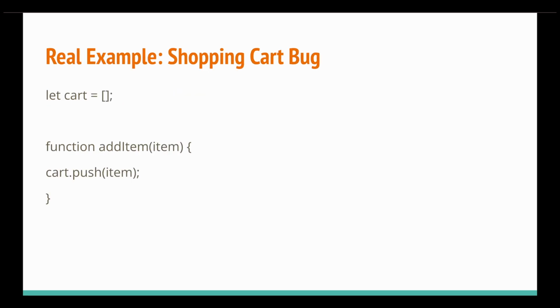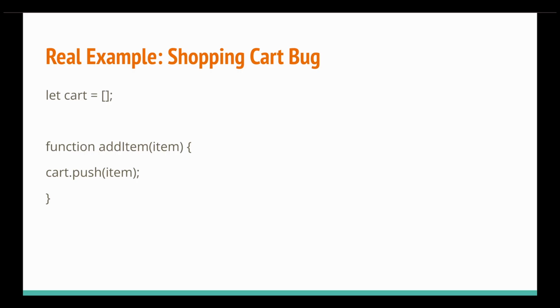Let us look at a real world example. The function adds an item to a shopping cart, but it directly modifies the cart array. Now imagine the user double clicks the button or a network retry happens. Suddenly, the cart contains duplicate items.